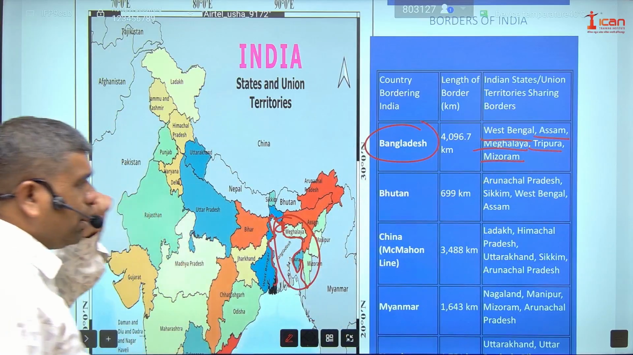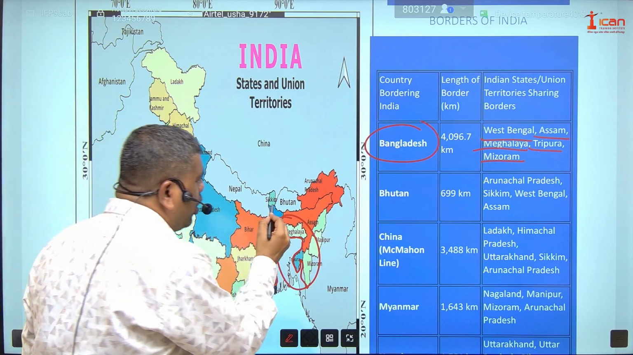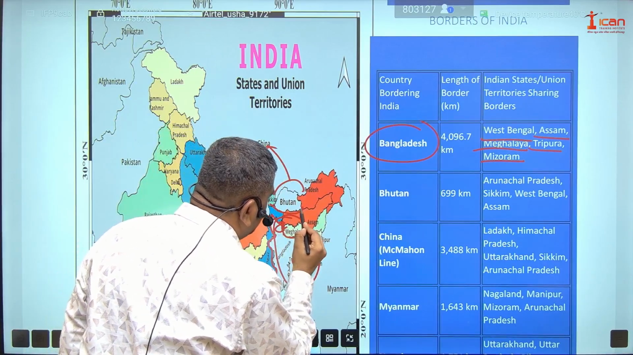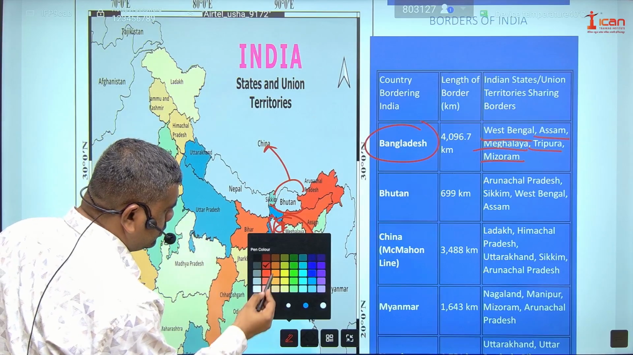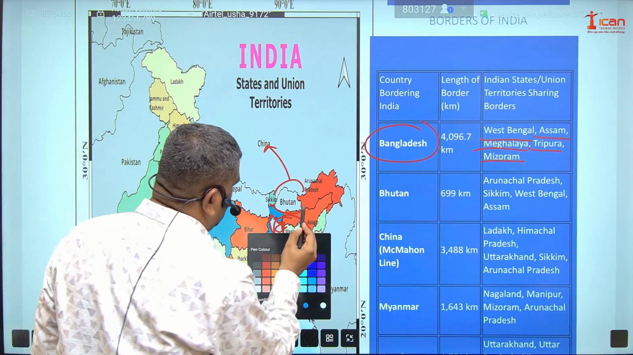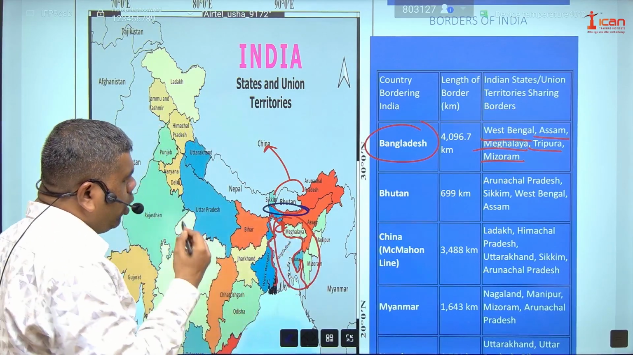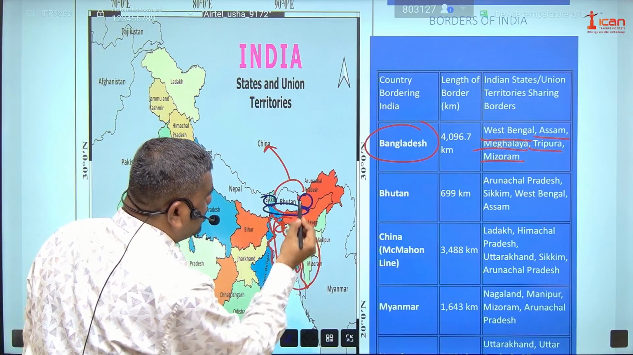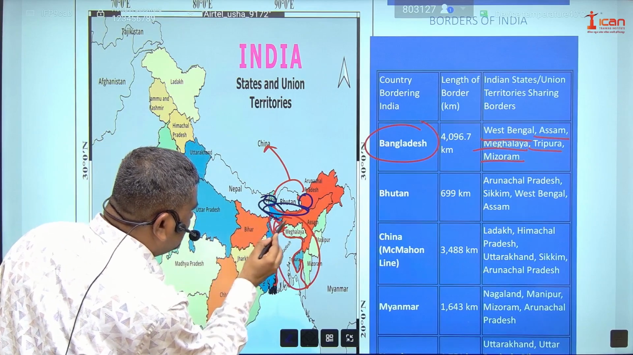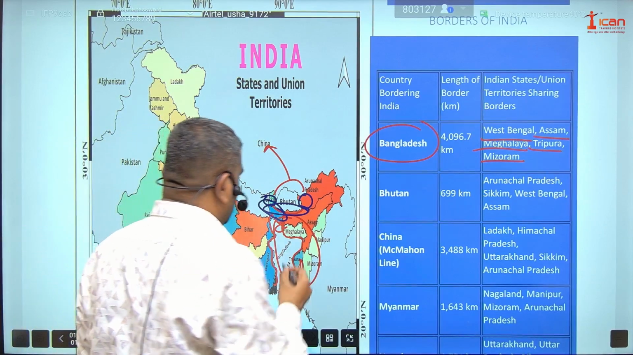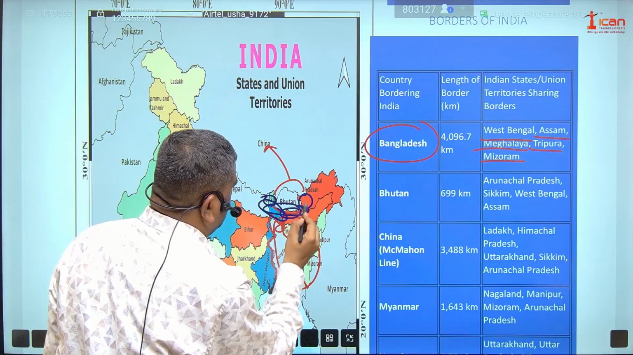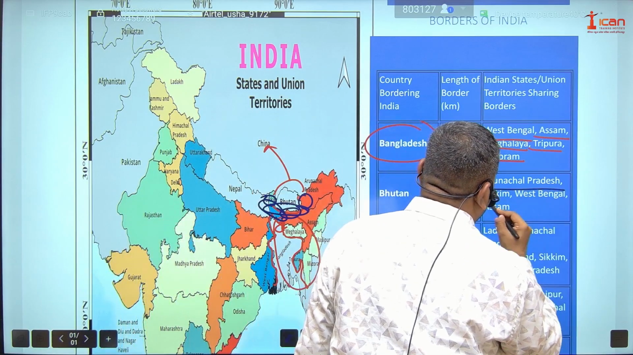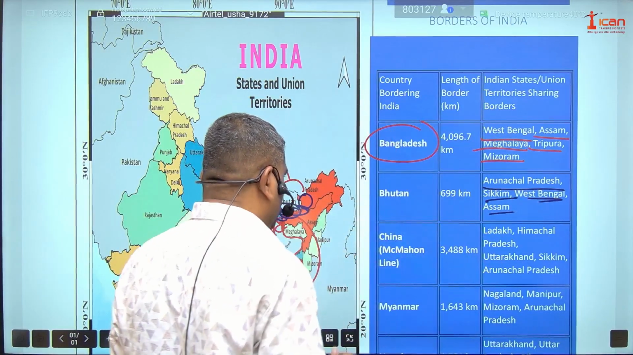Wonderful. Then we have Bhutan. Bhutan has a very small border with India, because if you see, all this is the border with China. This is the only part where Bhutan has a border with India. So what are the states? If you look at here, there is Sikkim on the west, Arunachal Pradesh to the east, and a very slight sliver called West Bengal. And here they have Assam. So this is Arunachal Pradesh, Assam. It's surrounded on the southern side. So Arunachal Pradesh, Sikkim, West Bengal and Assam. It is with the Bhutan.